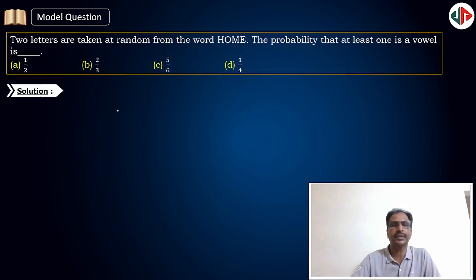2 letters are taken at random from the word HOME. How many letters are there in total? 4 letters, out of which you have to select 2. So 4C2, which is 6. N of S is 4C2.